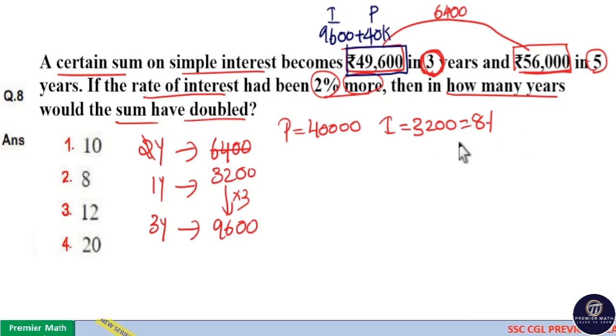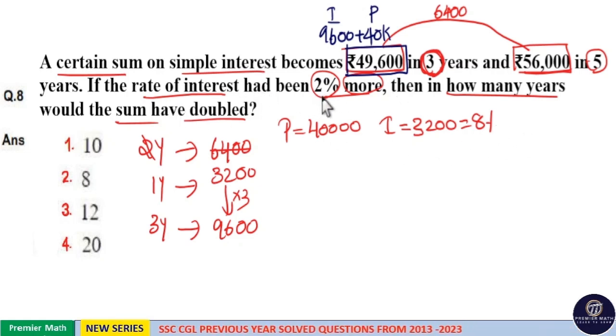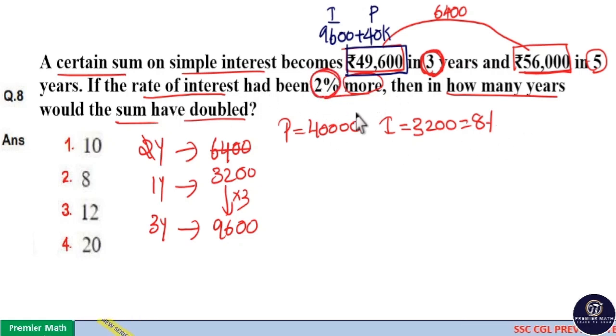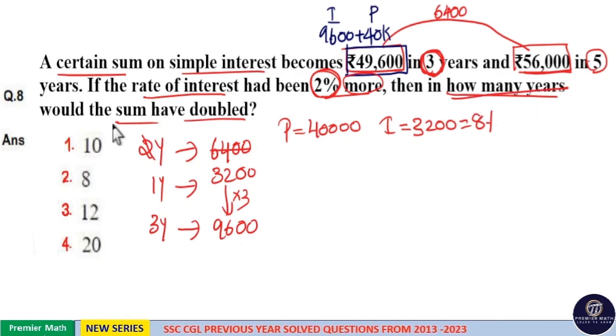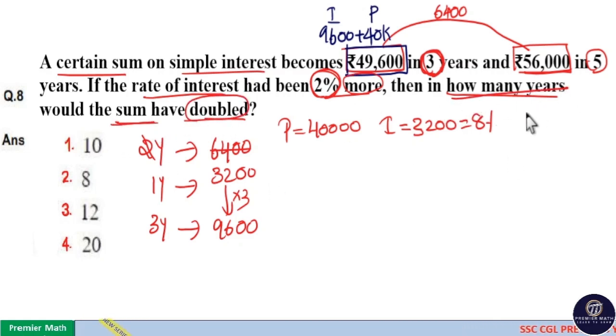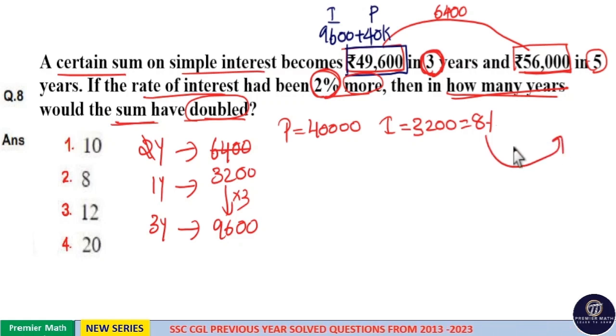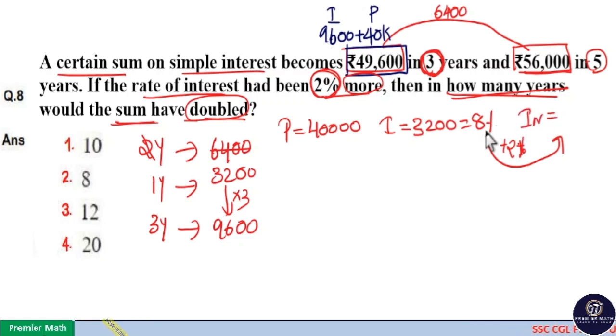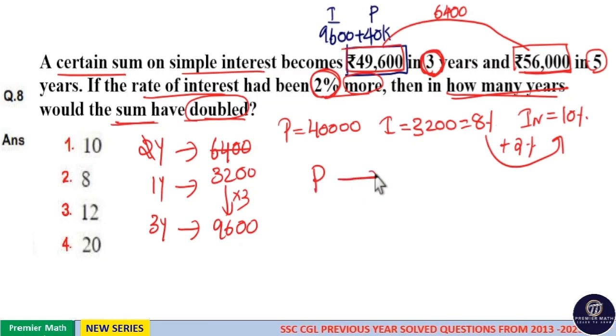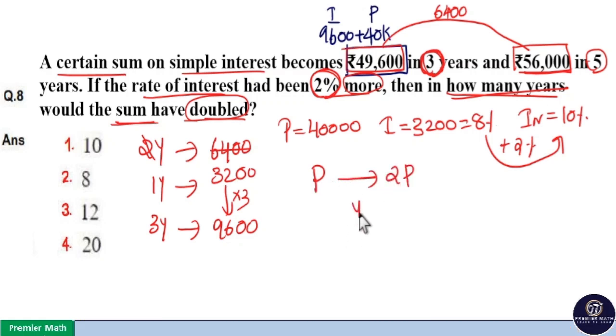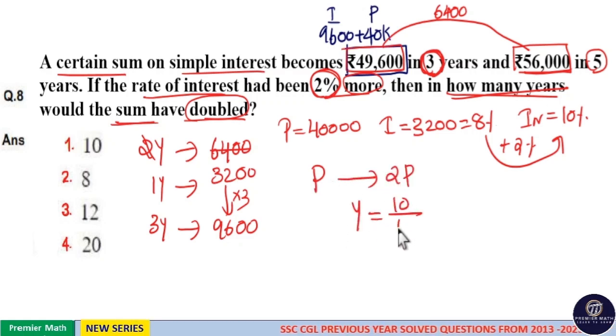So interest is equal to 8% for 1 year. Now, question says, if the interest increased to 2% more, then in how many years the sum would have been doubled? That is, here interest increased to 2% more. That is, new interest is equal to 8 plus 2, 10%. Here, sum is equal to P. So, this P will become 2P in Y years at the rate of 10% per annum. That is, here Y is equal to 10 years.